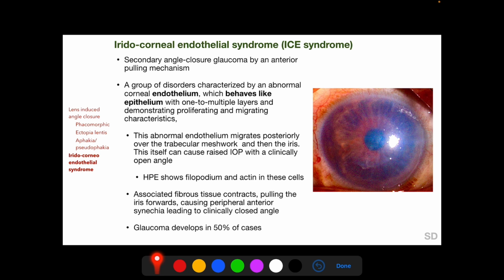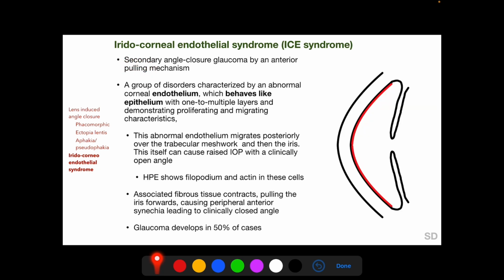The other entity which we will be discussing in this session is irido-corneal endothelial syndrome, also called ICE syndrome, which causes secondary angle closure glaucoma by an anterior pulling mechanism. In ICE syndrome, the basic pathology lies in the corneal endothelium.